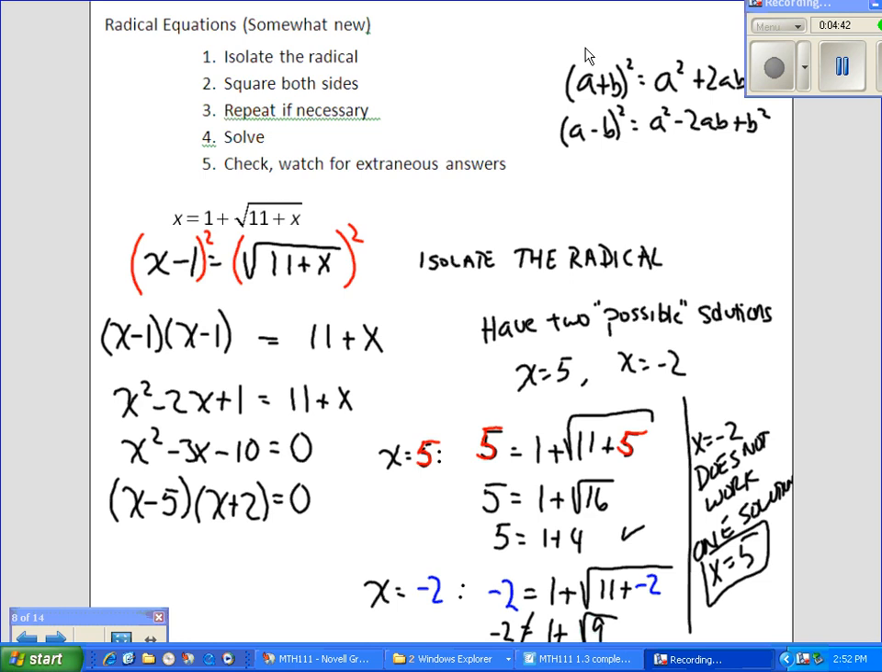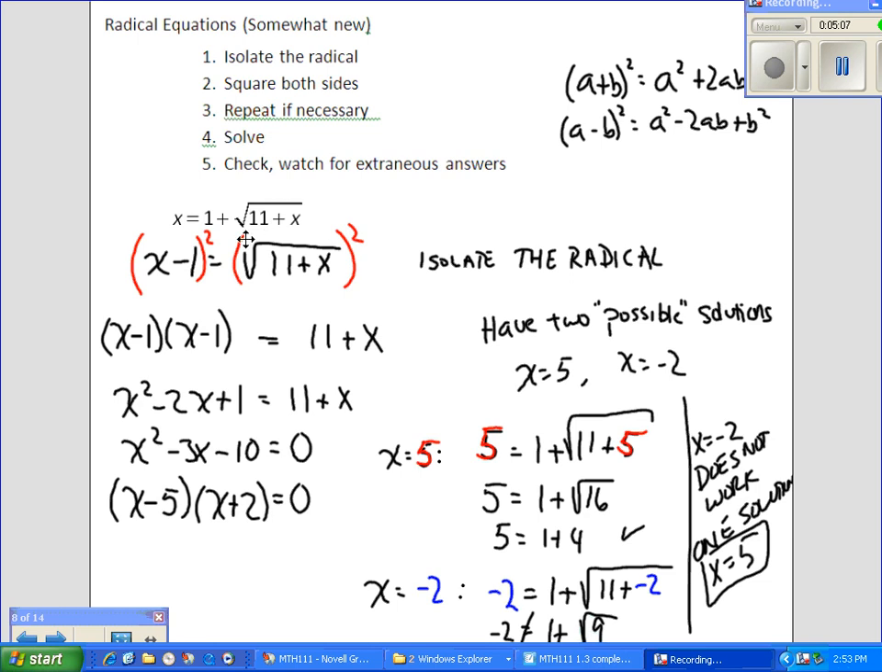Okay, radical equations, you may have seen these before, but some of you probably haven't. The solving process is isolate the radical, and radical is just a word for square root. Once we get the square root by itself, we can square both sides of the equation. Sometimes we have to do this a second time. Solve, check, and again, watch out for extraneous solutions. Those sometimes show up in radical equations also.